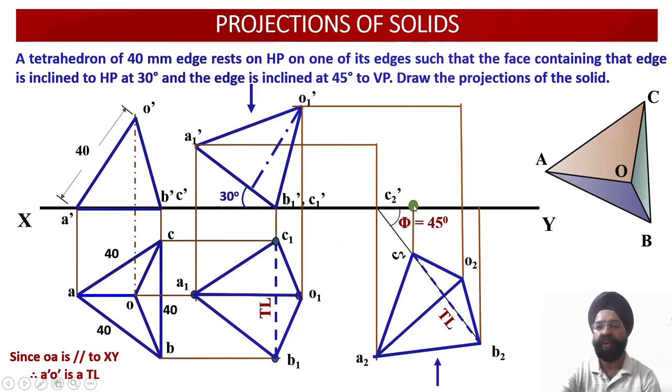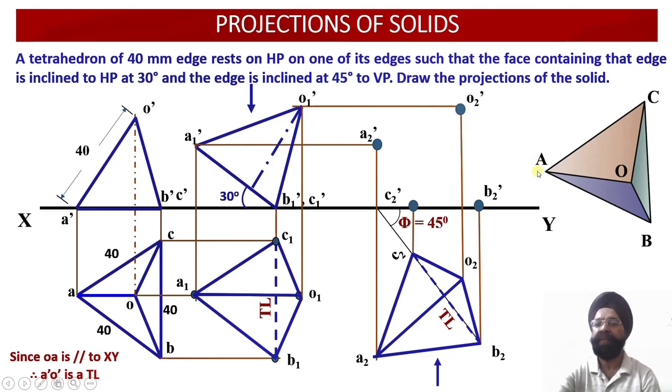Now here you can see this is the corresponding point for C2 dash. The vertical projector from C2 and the horizontal projector from C1 dash, wherever both of them intersect, you get the point C2 dash. Similarly, vertical projector through B2 and the horizontal projector through B1 dash, wherever they intersect, the point B2 dash will be located. Similarly, vertical projector through A2 and the horizontal projector through A1 dash will give us the point A2 dash. And finally, the fourth point, vertical projector through O2 and the horizontal projector through O1 dash will give us the point O2 dash.